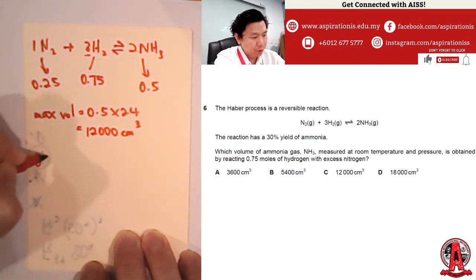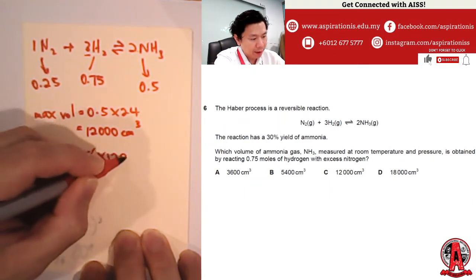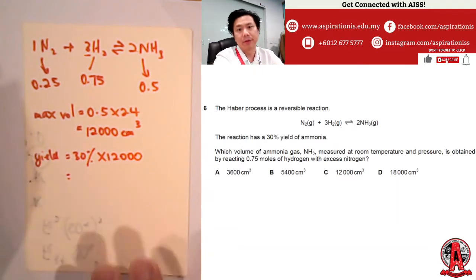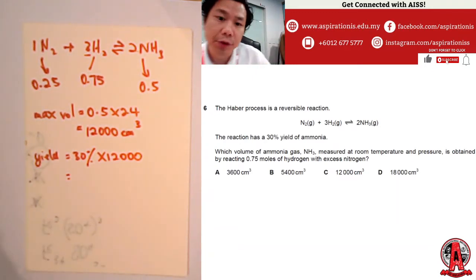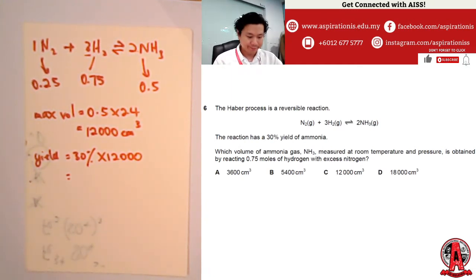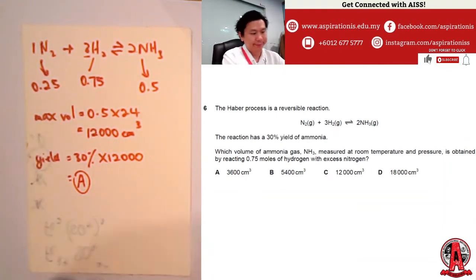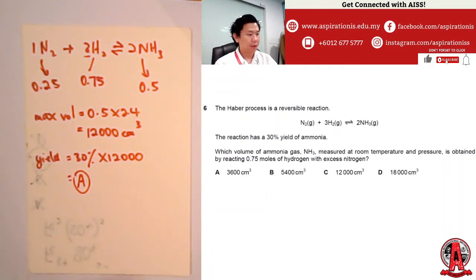So now you've got to take 30% multiplied by 12,000. All right, and what would that give you? All right, so the answer to that question is most probably A. Alright, so this is stoichiometry for you. So if you have any questions, do ask them now.